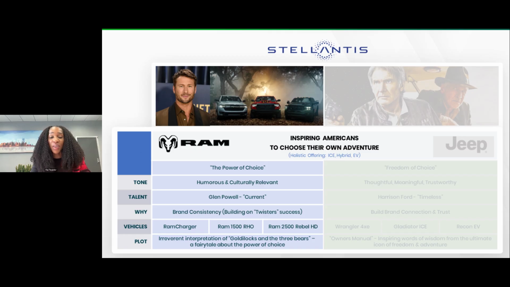And so we had 3 vehicles, which were the Three Bears. And those were the things that he was choosing between: a Ram Charger, our RHO for power and performance, or the Ram 2500 Rebel HD. And so we wanted to have some fun with it. I hope you all enjoy it. So much fun shooting. His niece and nephew are actually the kids that we featured in the ad. So had a little family fun in there, and I hope you all enjoy. So roll the video, please.